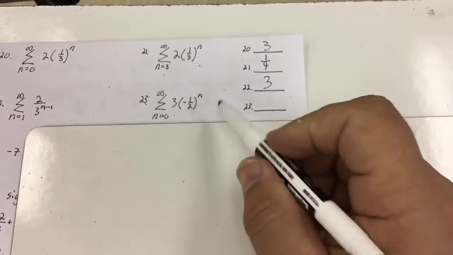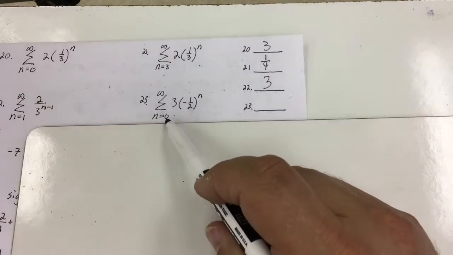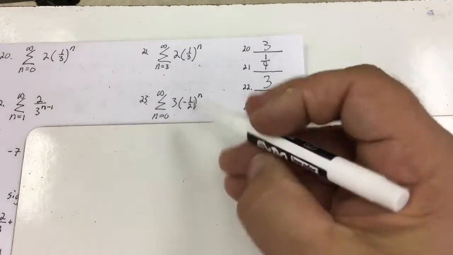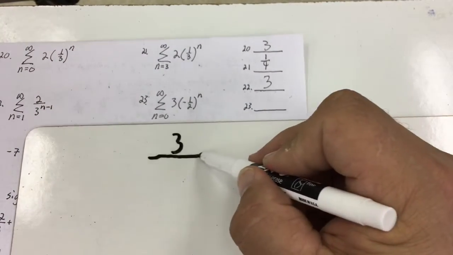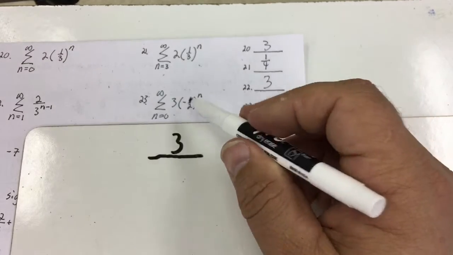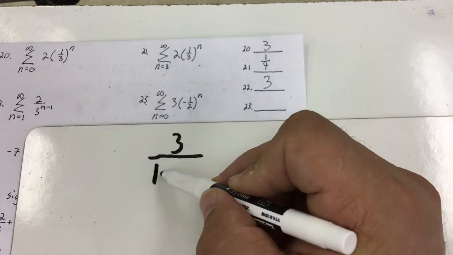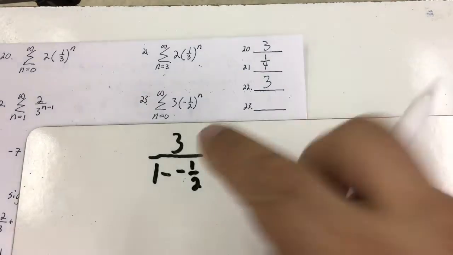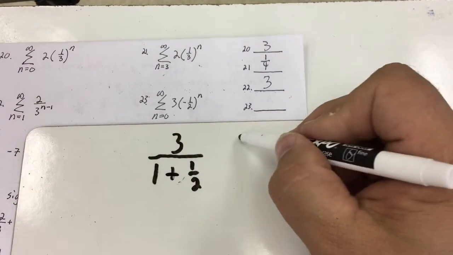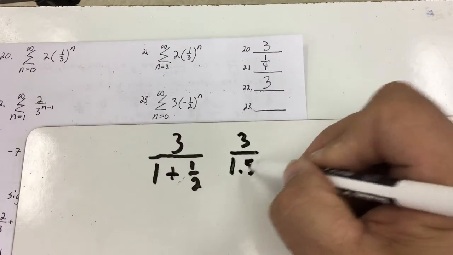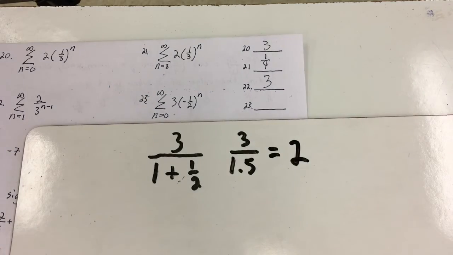Number 23. I can see instantly that it's a geometric series. Let me see what the first term is when I plug in 0. When I plug in 0, the first term is going to be 3. Then I notice the common ratio is less than 1. But it's not that it's negative, it's that the fraction is less than 1. And this is going to be 1 minus negative 1/2. That's going to change to positive. So this is going to give me 3 divided by 1.5, which equals 2. This series converges to 2.